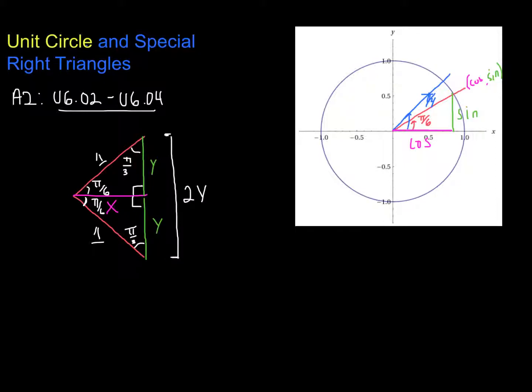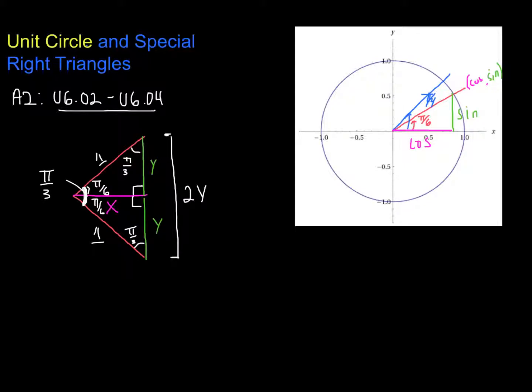Now, notice that this angle here is an addition of this angle pi over 6 and this other angle pi over 6, both of which are 30-degree angles. So if you add two 30-degree angles, or pi over 6 plus pi over 6, you're going to get a 60-degree angle, or pi over 3. So this whole angle here, considered as one angle, is pi over 3 radians.